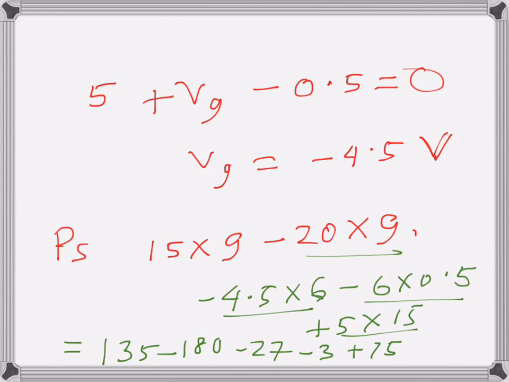So if we add them up, we will see that 135 plus 75 is 210, so that's plus 210, and then minus 180, minus 27 minus 3 is minus 30, and then minus 30 and minus 180 makes minus 210. So basically the total power is 0, and that's what it should be. So yeah.